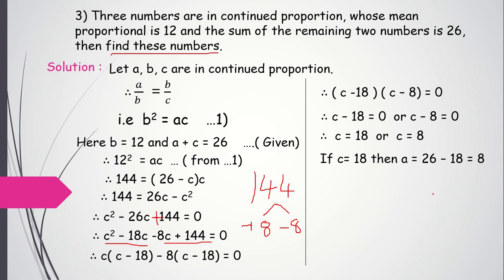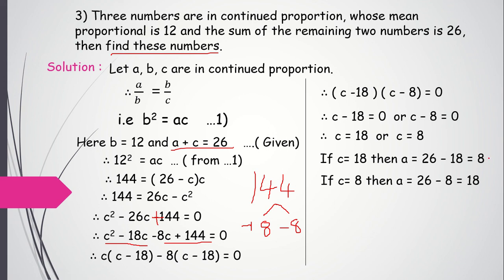So if C is 18, A is 26 minus 18, that is 8. We are using this equation, A plus C is equal to 26. So A is equal to 26 minus C. So 26 minus 18, which is 8. And in the next case, if C is 8, then A is equal to 26 minus 8, which is 18.